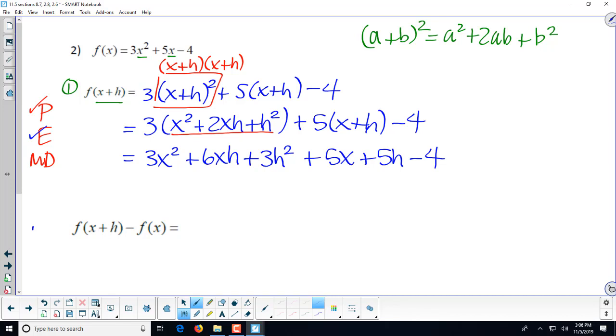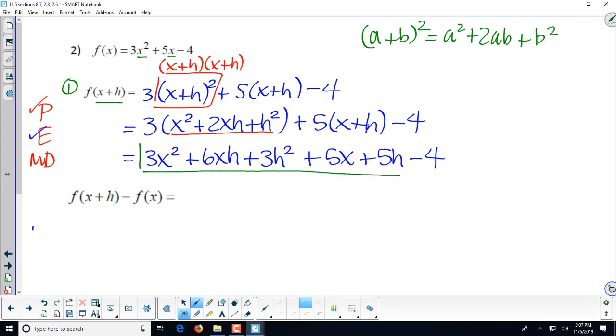Combine like terms. None? All right, that's simplified. Oh, so yeah, this is where it gets like the bummer. So then you enter that in MyMathLab.